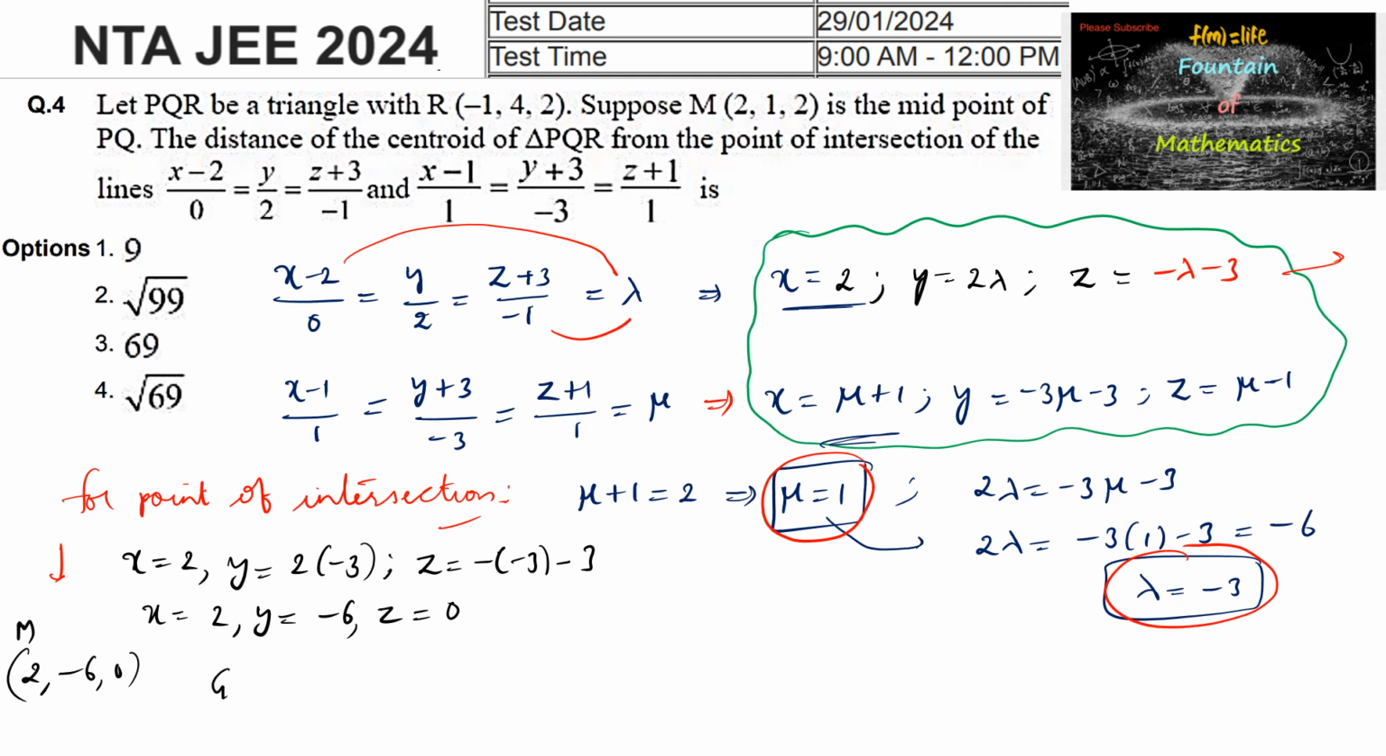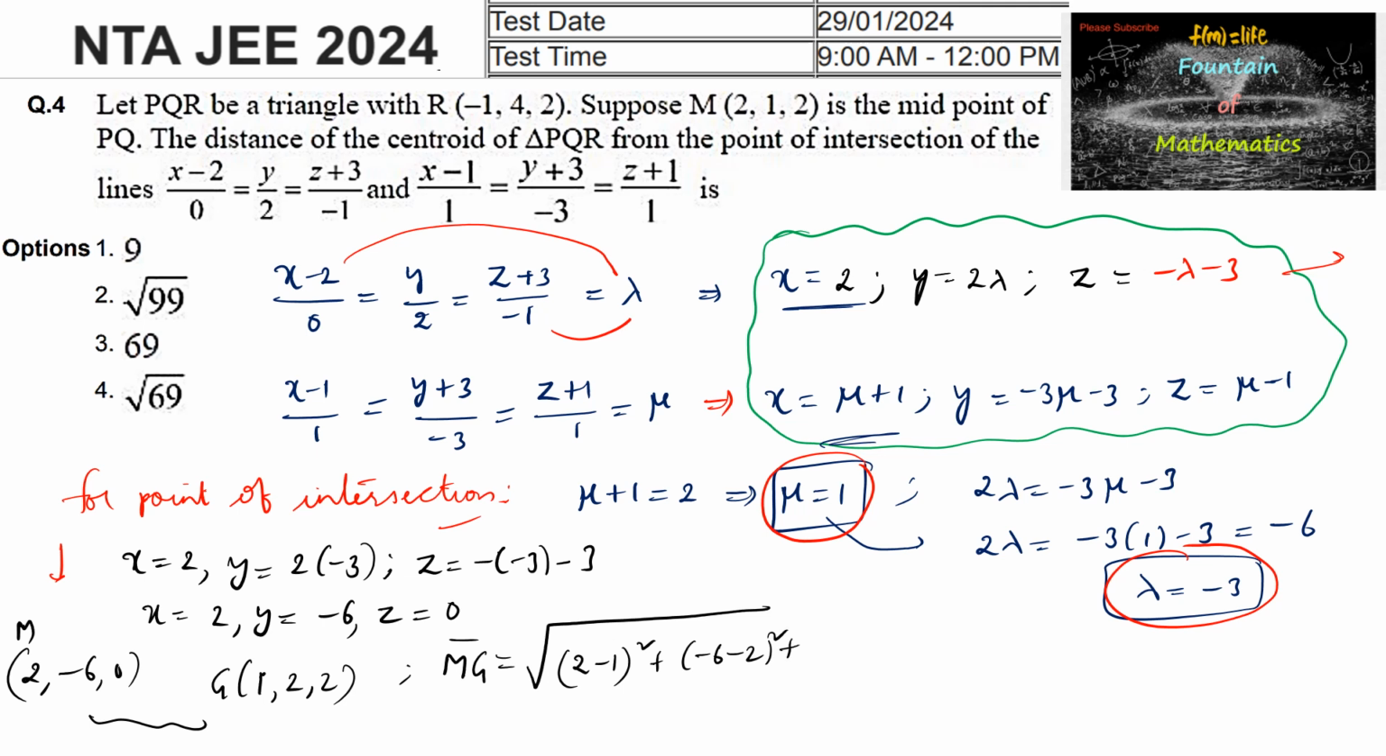The centroid is (1, 2, 2), and the distance between these two points is the square root of (x2 minus x1) whole square, that is (2 minus 1) whole square, plus (minus 6 minus 2) whole square, plus (0 minus 2) whole square. That is root of 1 plus (minus 8) whole square, which is 64, plus (minus 2) whole square, which is 4. So it is equal to root of 69. So root 69 is the answer, and we can go with option D, option 4.